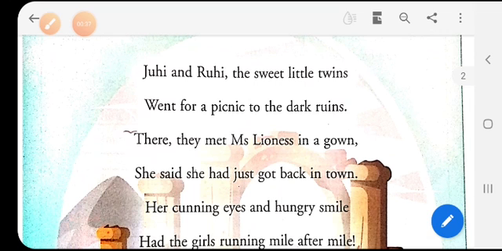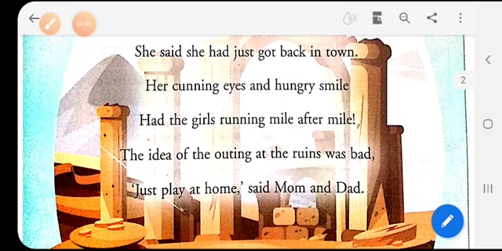Juhi and Ruhi, the sweet little twins, went for a picnic to the dark ruins. There they met Miss Lioness in a gown. She said she had just got back in town. Her cunning eyes and hungry smile had the girls running mile after mile. The idea of the outing at the ruins was bad. Just play at home, said Mom and Dad.